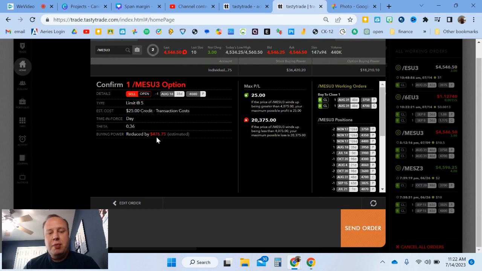It says how much buying power you're going to be using. Remember, you want to leave at least the same amount in cash in your brokerage. And I'll go over in future videos how to deal with your buying power and how many trades you should be placing. We'll be receiving $25 on this particular trade. And then you just click send order. And then that's it.